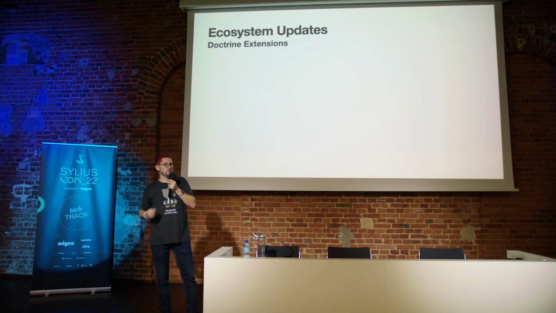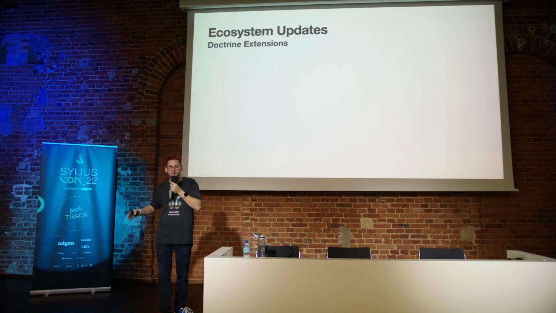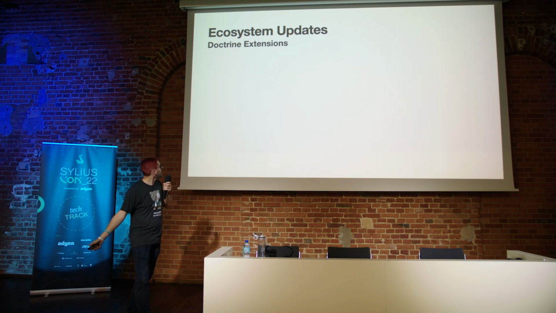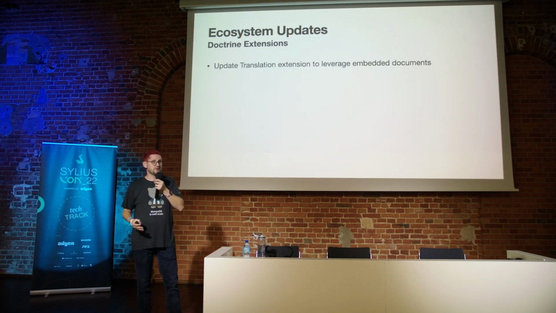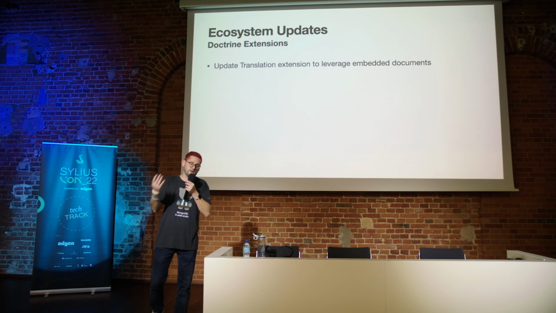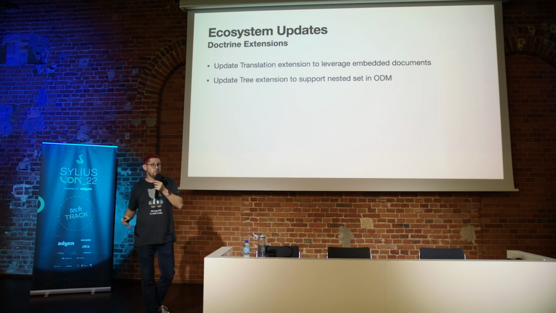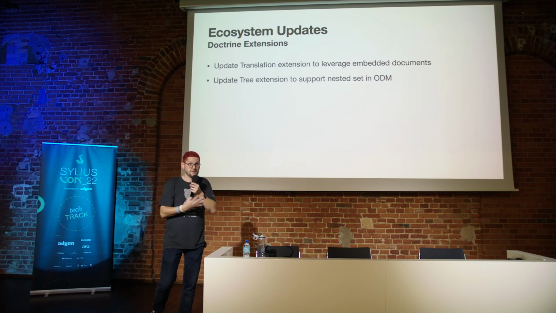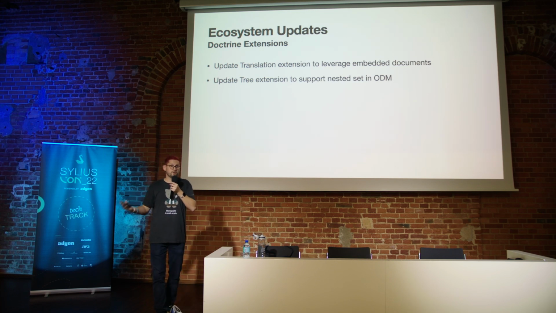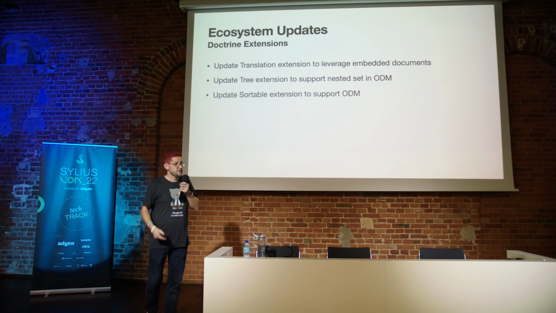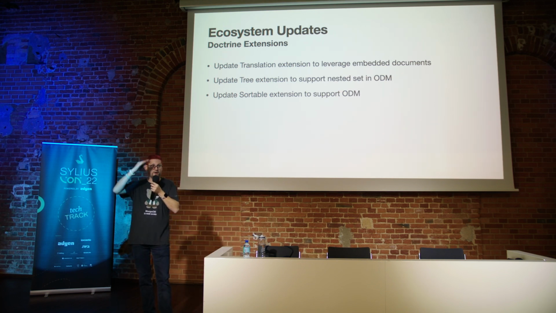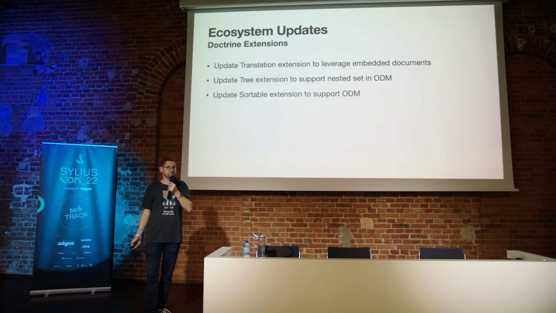Even if we didn't want to do all of that, even if we said, you know what, let's actually just copy ORM mappings. Screw building good schemas in MongoDB. Let's just do it somehow. The translations extension doesn't support this extra stuff. It would be nice to have it. The tree extension doesn't support nested set in ODM. So your taxon tree, that works beautifully. If you switch to ODM, Doctrine extensions would completely crap itself. The sortable extension, which is used to sort variants, also doesn't support ODM.